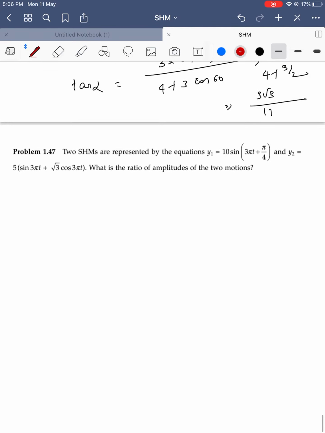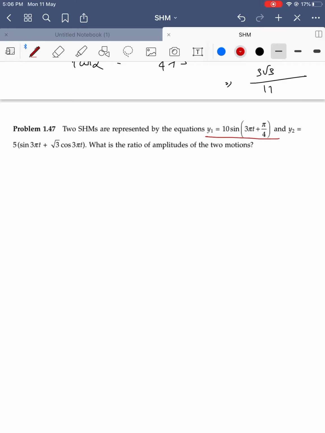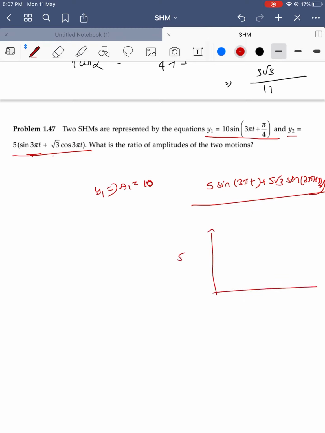So next, go to the other part. Here you just see the representation of two equations. y1 is equal to 10 sin of 3 pi t plus pi by 4, and y2 is equal to 5 sin 3 pi t plus 5 root 3 cos 3 pi t. What is the ratio of the amplitudes of the two motions, the amplitude of the second one to the amplitude of the first one? For the first one, amplitude a1 is 10. For y2, I can write it as sin 3 pi t plus pi by 2 form, so the two components are 5 root 3 and 5.